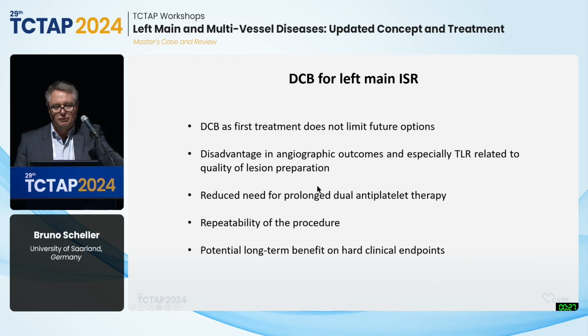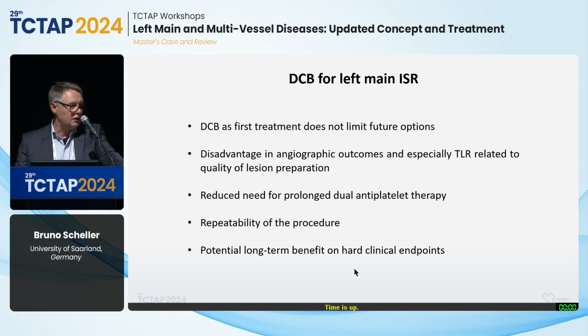So from my point of view, DCB should be the first treatment, also for left main in-stent restenosis, because it does not limit future options. The disadvantages in angiographic outcomes, and especially TLR, are related to the quality of lesion preparation, and this is key for success. You can repeat the procedure if you have a repeated intervention, and we have some potential long-term benefit on hard clinical endpoints. Thank you.